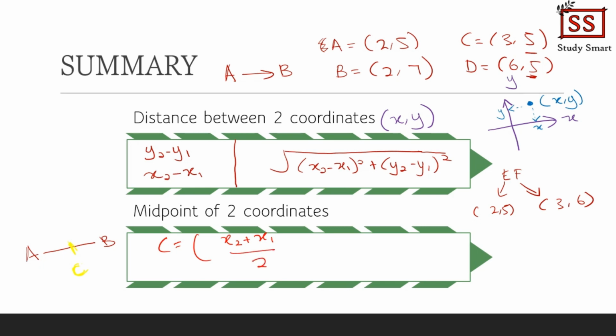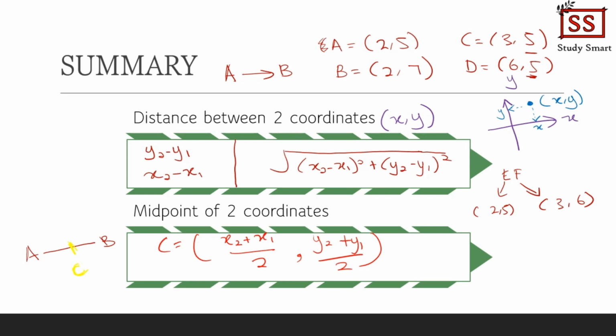and then y2 plus y1 divided by 2. So this will be the formula to find the midpoint. To find the midpoint of two coordinates, it is very easy. You need to settle each of the x and y coordinates in a separate way, and only then do you write them together.